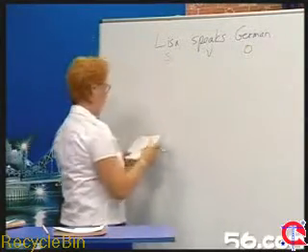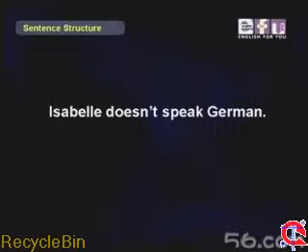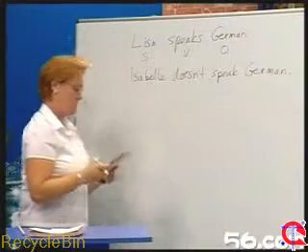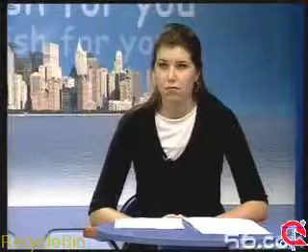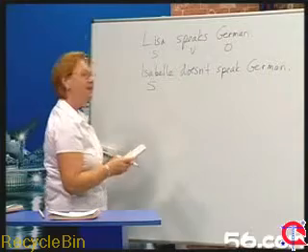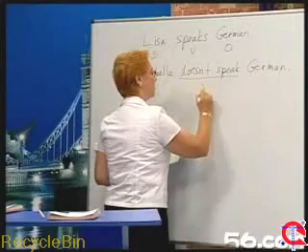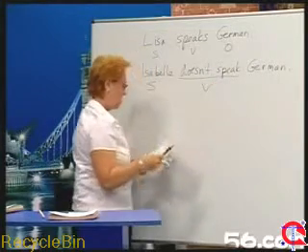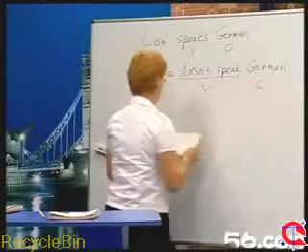Okay, here's another sentence. Isabel doesn't speak German. Okay, here we go. Isabel, what is the subject? Isabel. Okay, Ali, what's the verb? Doesn't speak. Yes, this is the verb. 2 words. And Lisa, what is German? The object. Yes, good.